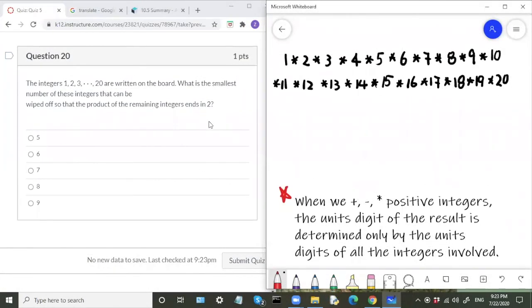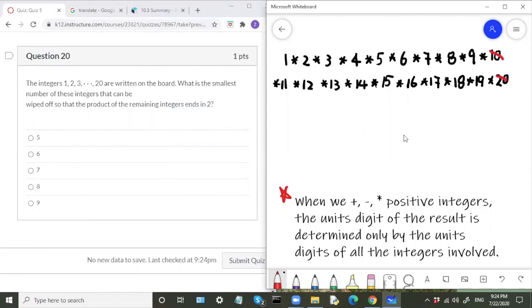Problem 20. The integers 1, 2, 3 to 20 are written on the board. What is the smallest number of these integers that can be wiped off so that the product of the remaining integers ends in 2? Okay, so we have 20 integers, 1 to 20. If we multiply all of them, obviously the unit digit would be 0, right? So then we can wipe off some integers so that the product of the remaining integers ends in 2. So of course we need to wipe off 10 and 20 first, okay?